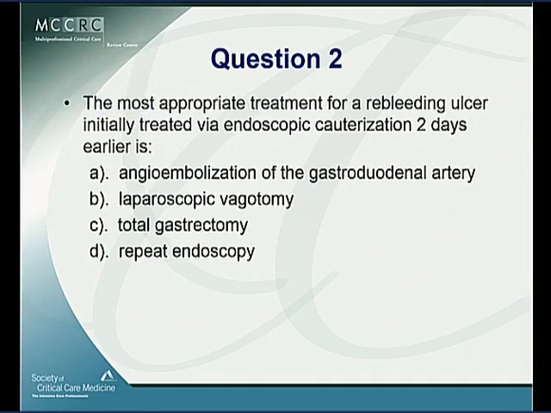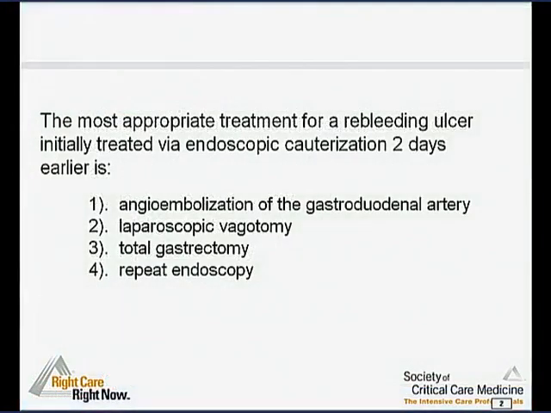So second question: the most appropriate treatment for a rebleeding ulcer initially treated via endoscopic cauterization 2 days earlier is A, angioembolization, B, go to the operating room and do a laparoscopic vagotomy, C, total gastrectomy, or D, repeat endoscopy.